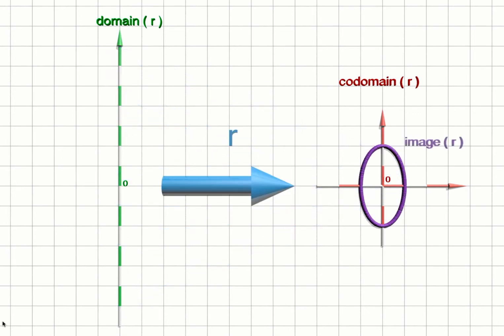Let's go a little further. Okay, now we have the image of about 1,000 points, and we see that they all end up in this ellipse centered in the origin. Therefore, this is going to be the image of r. So the image of r in this case already tells a lot about the function r, because it says that every single point in the domain will be taken to some point of this ellipse, and this is non-trivial information about r.